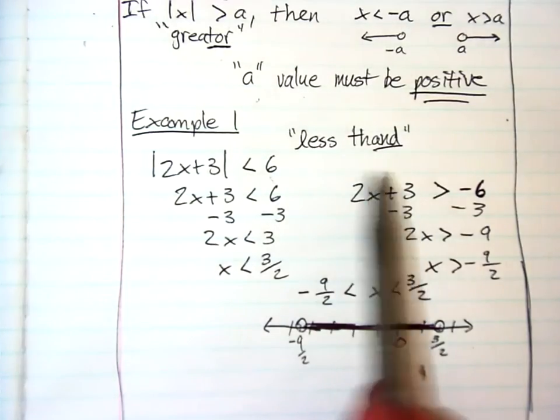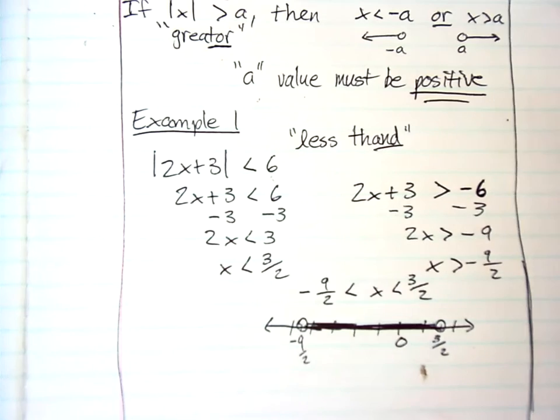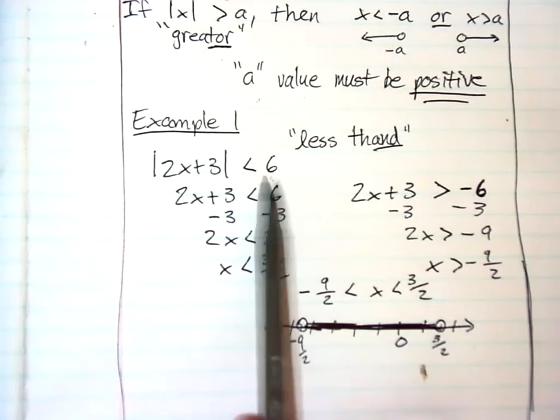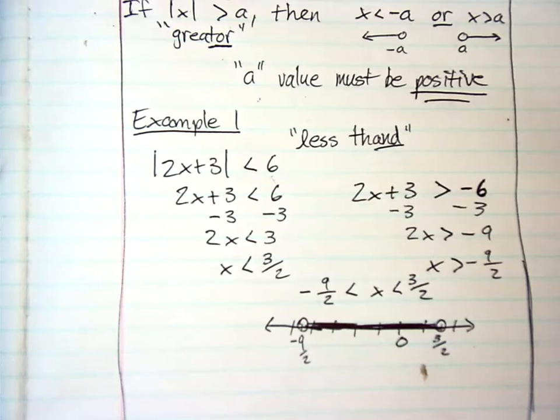Our less than mnemonic ended up working well for us. And that, again, is because the 6 there, the number on the other side, was positive. If it's not positive, it's not going to work out. So make sure to check for that before you use this trick.